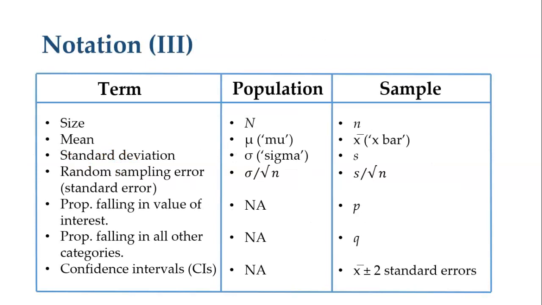So we finish here with the notation. We have P and Q when you want to use sample proportions. And here we have again the confidence intervals. So again, we have the size, the mean, the standard deviation, the random sampling error. Okay.